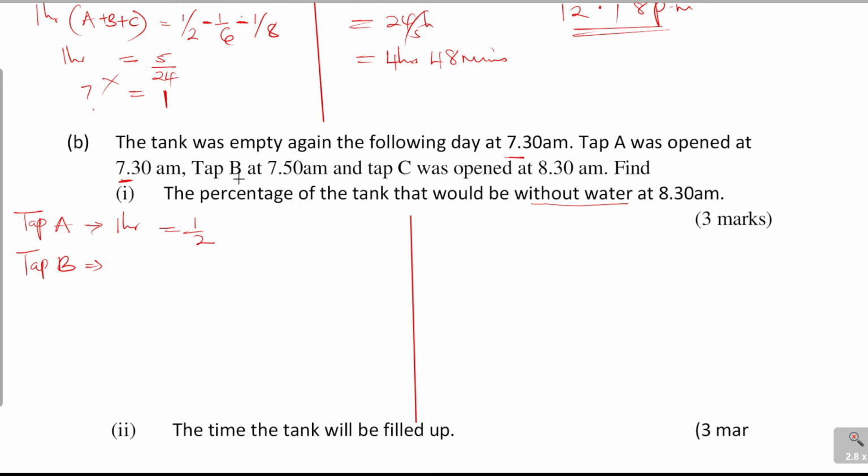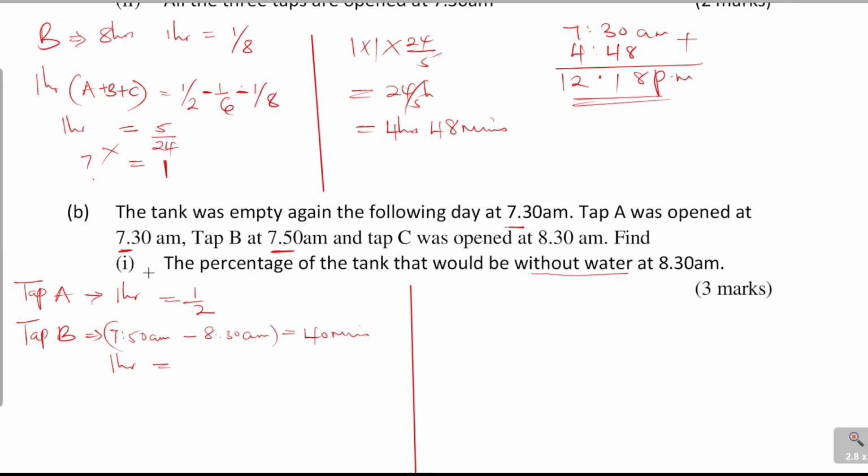Tap B empties, and it was opened at 7:50. So we are supposed to get the fraction emptied by tap B from 7:50 a.m. to 8:30 a.m. When you calculate this time from 7:50 to 8:30, it will be 40 minutes. So that is the time that tap B will be running, and tap B is emptying.